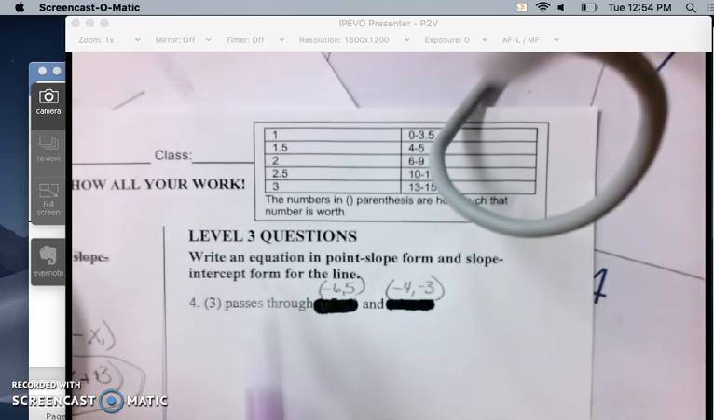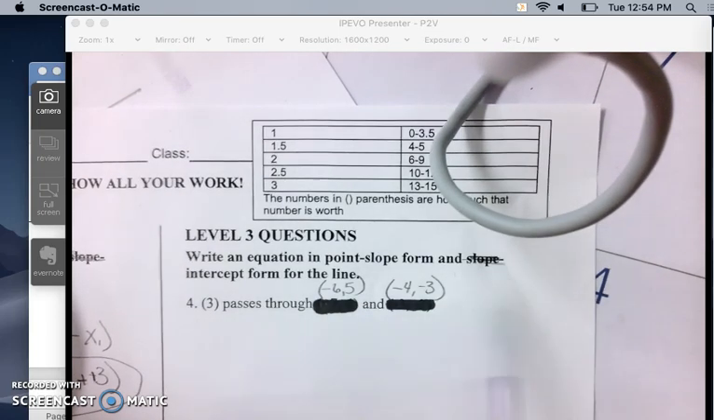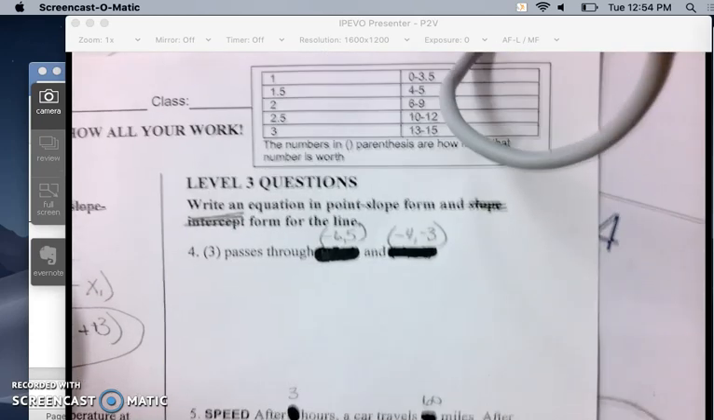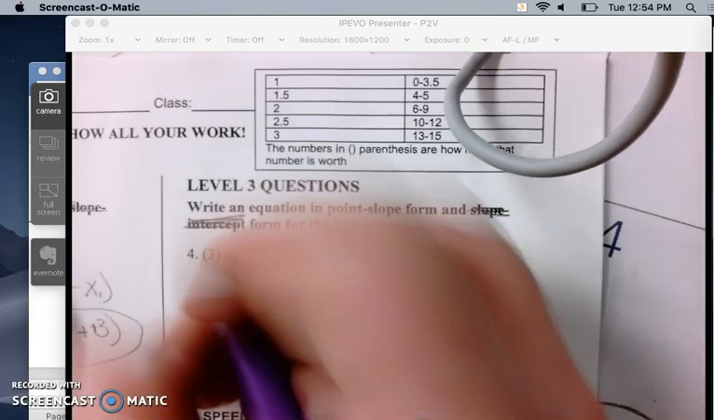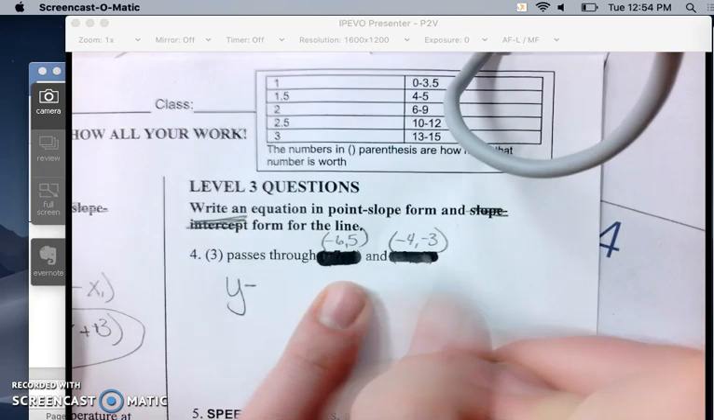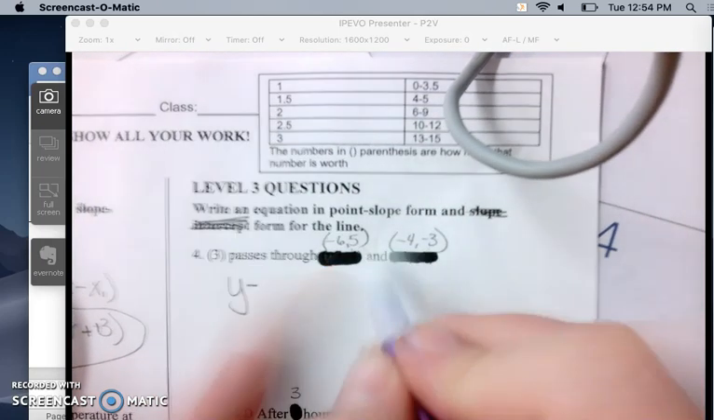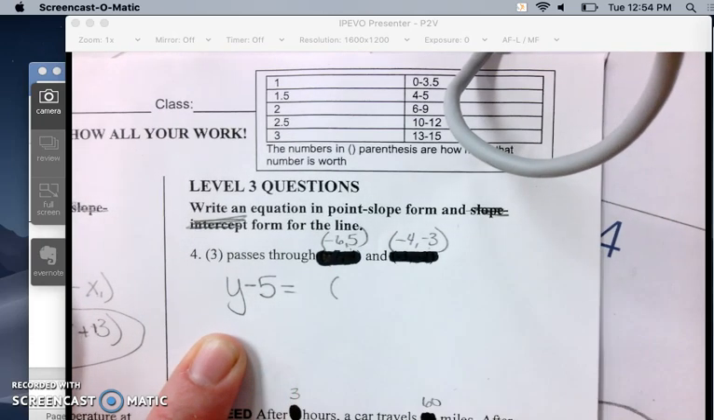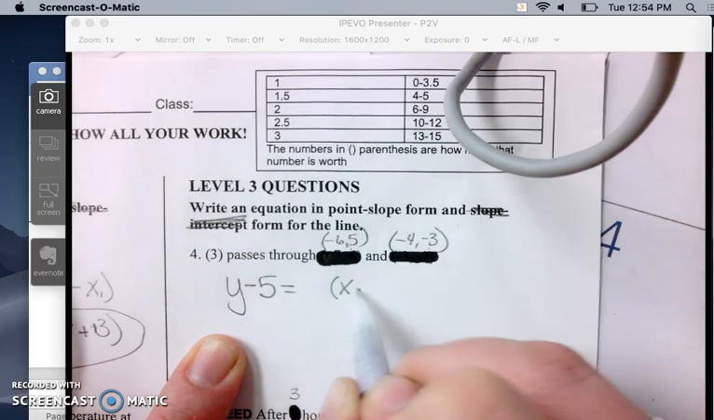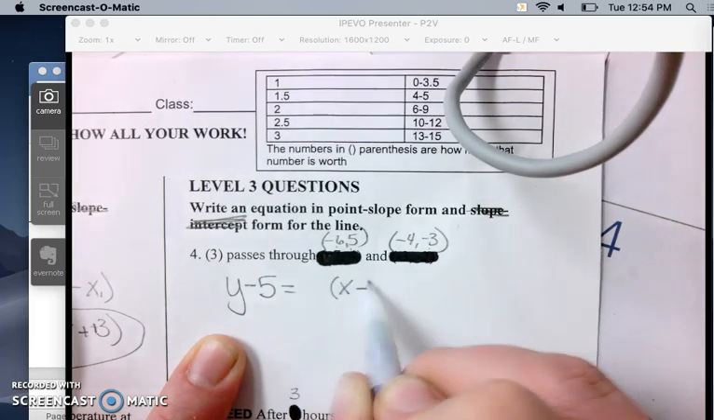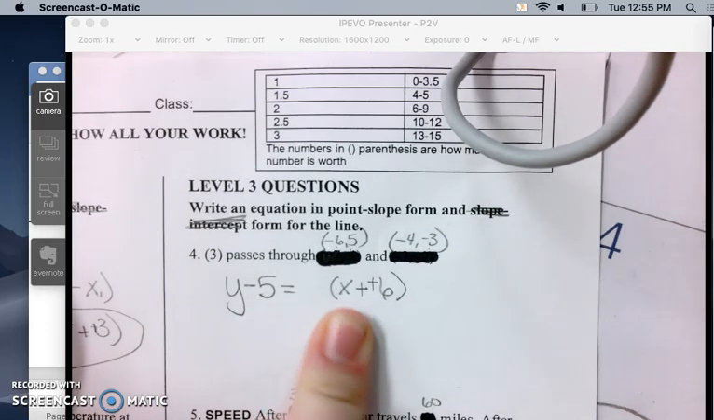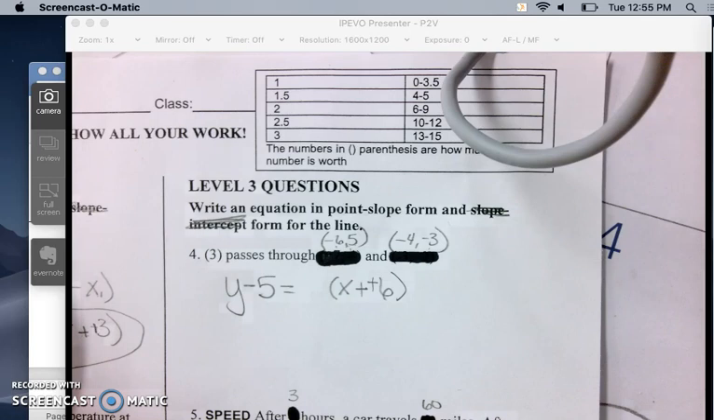Okay, the next one, you have to write the equation in point slope form, not slope intercept form, for the line that passes through these 2 points. So you can do y minus, whichever one you choose, doesn't matter. Just make sure the second one goes here, so y minus 5. The slope we will find out in a second. x minus that negative 6. Okay, so x minus a negative 6 changes to x plus 6. You have to change that.